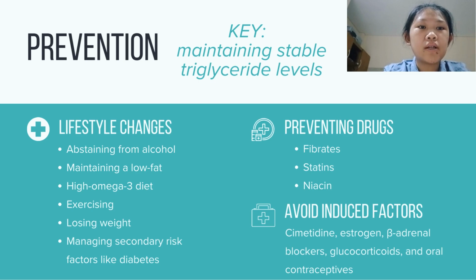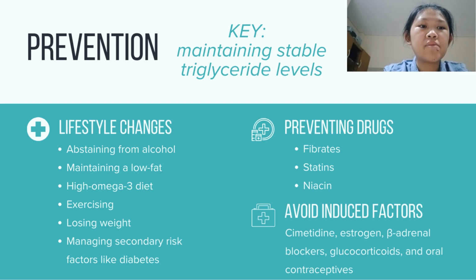Now I'll explain about the hypertriglyceridemia-induced acute pancreatitis, or HTG-AP. HTG-AP is caused mainly due to high levels of triglycerides in the blood. Therefore, preventing the disease is by maintaining stable triglyceride levels. HTG-AP prevention involves several different strategies, such as lifestyle change, administering preventive drugs, and avoiding inducing factors.